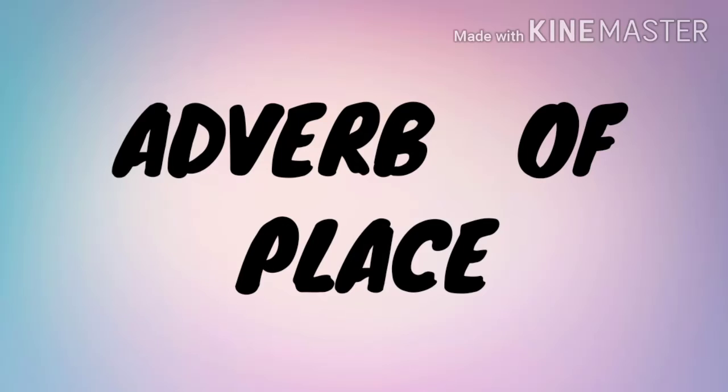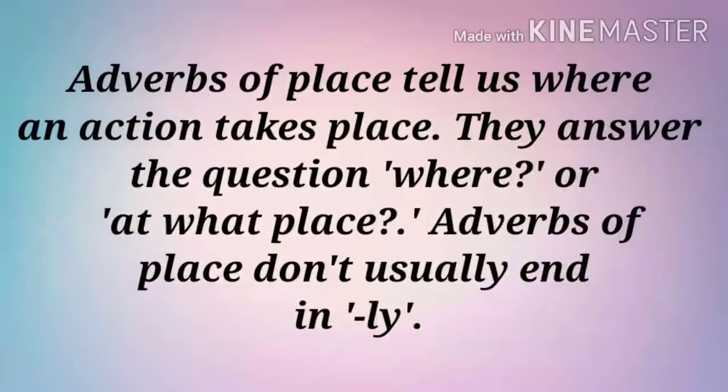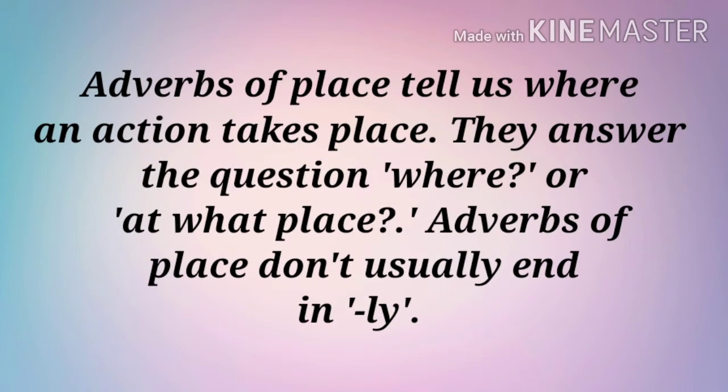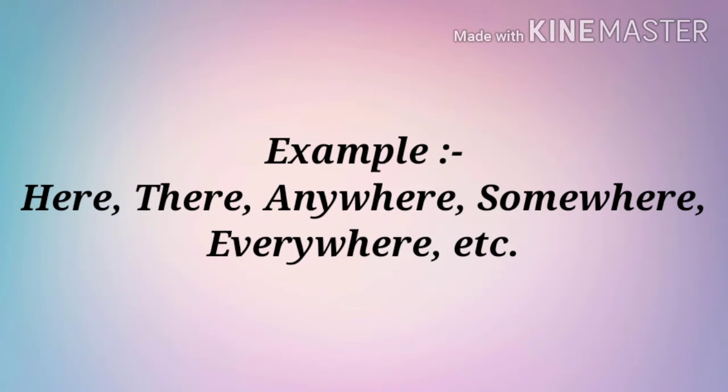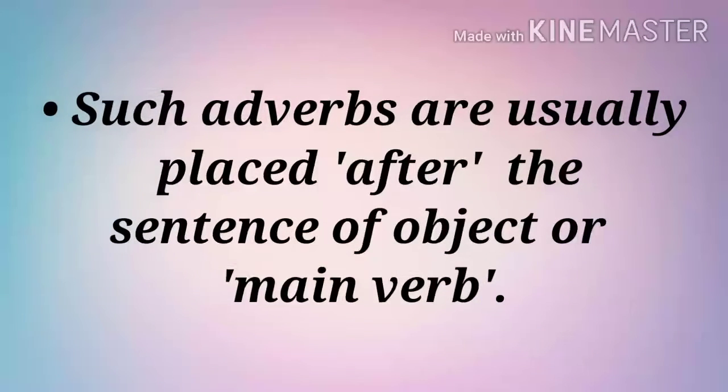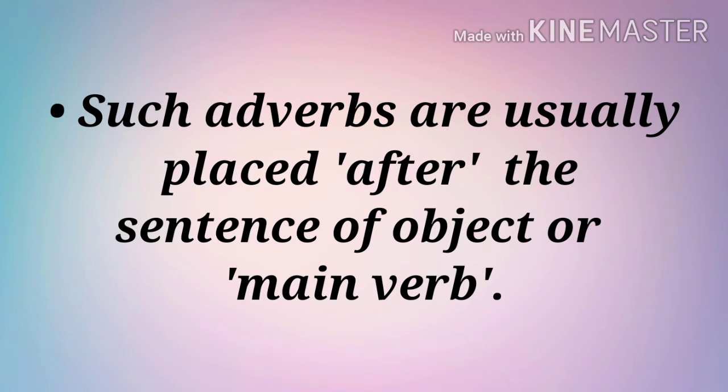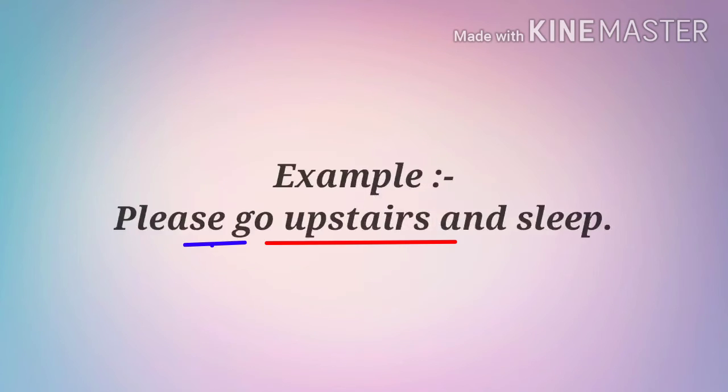Now, next is adverb of place. Adverbs of place tell us where an action takes place. They answer the question where or at what place. Adverbs of place don't usually end in ly. For example, here, there, anywhere, somewhere, everywhere, etc. Such adverbs are usually placed after the object or main verb.